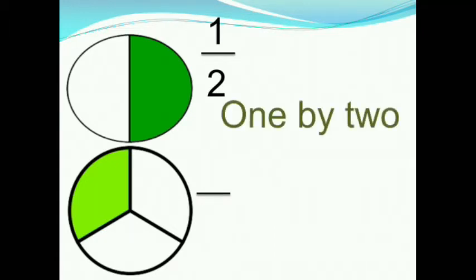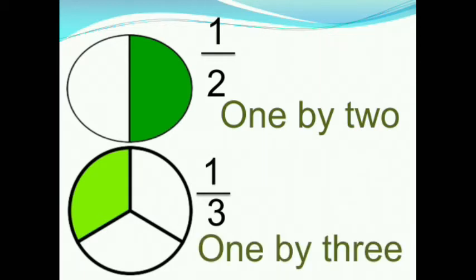Children, see the next figure. In how many parts is this figure divided? Yes, in 3 equal parts. So the denominator will be 3. One part is shaded. So the numerator will be 1. We will read it as 1 by 3.